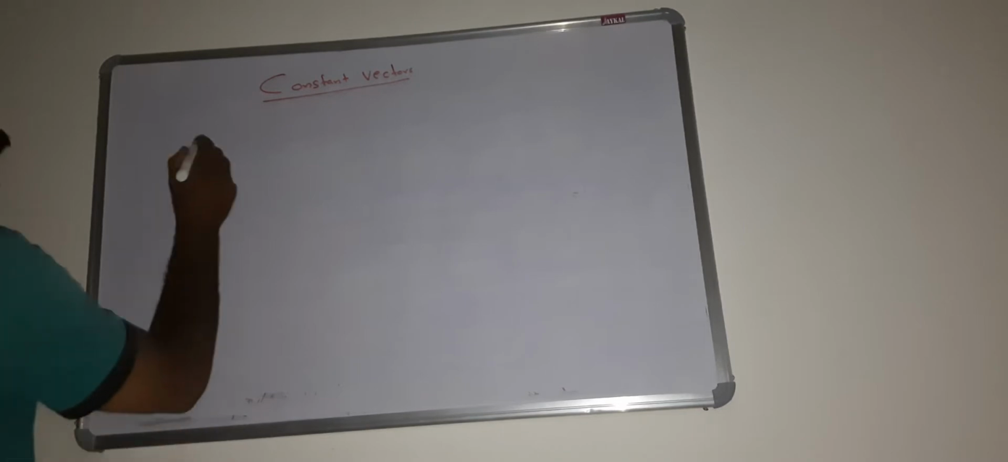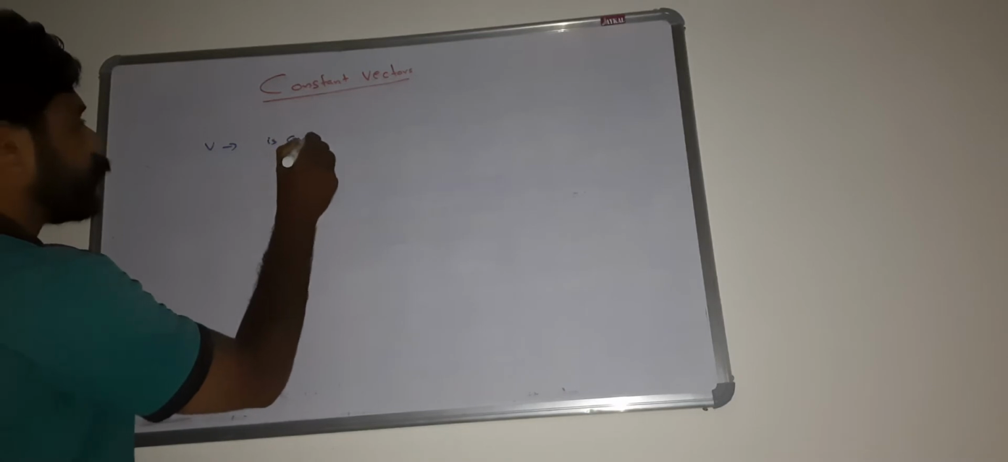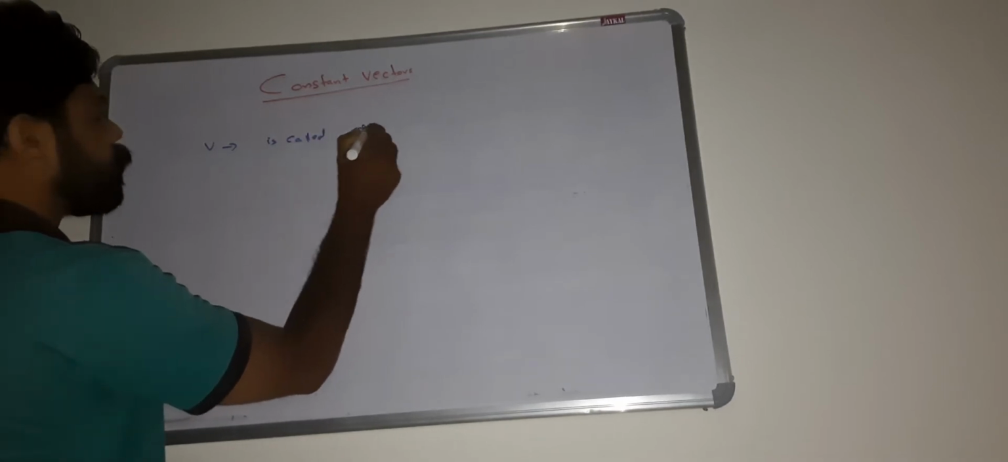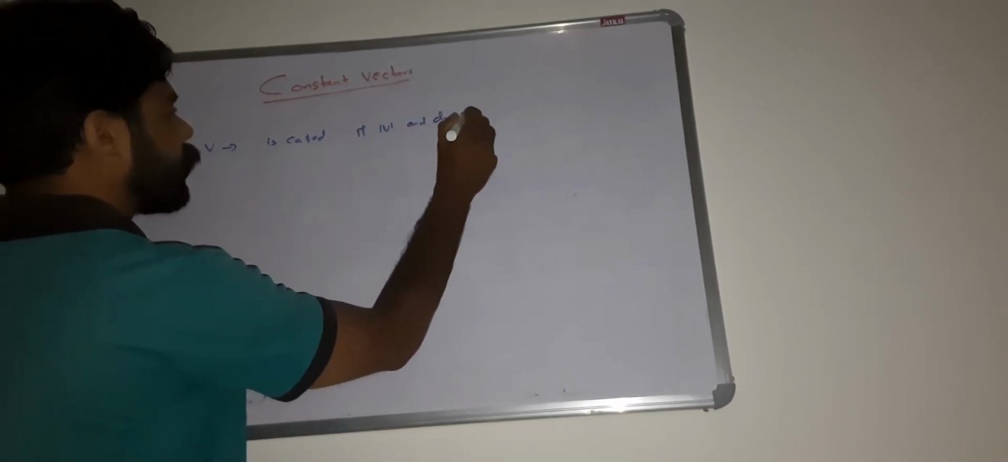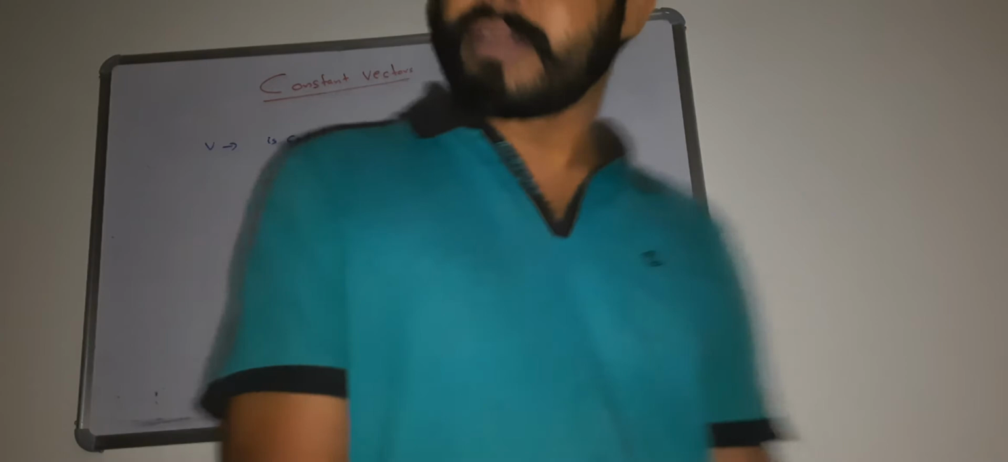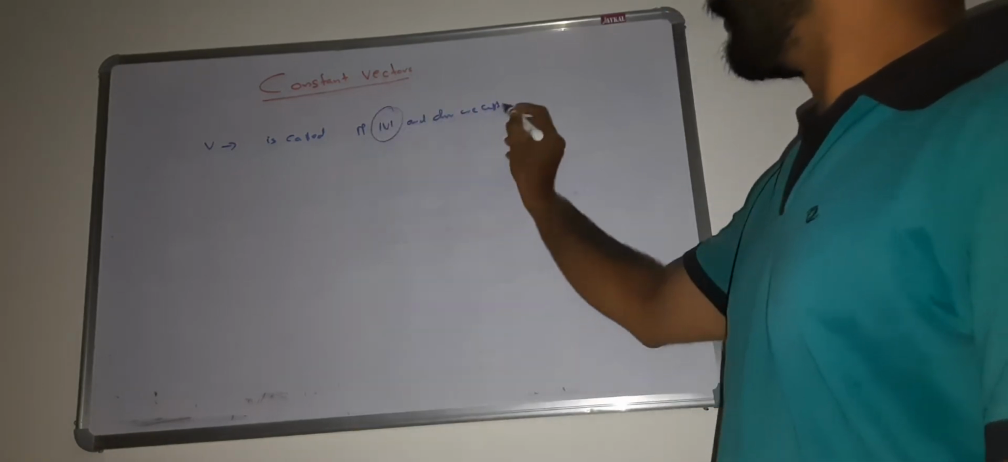A vector V is called a constant vector if its magnitude and directions are constant. That is, a vector V is constant if both magnitude and direction are fixed. The vector V is called a constant vector if magnitude, that means mod V, and direction are fixed.